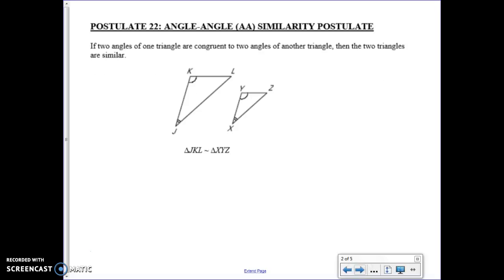So our angle-angle similarity postulate is the first thing we're talking about. If two angles of one triangle are congruent to two angles of another triangle, then we have enough information to say that the two triangles are similar.